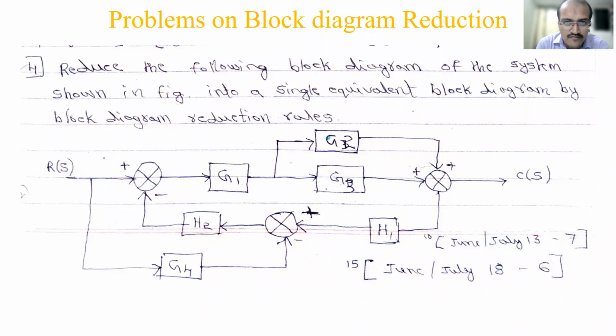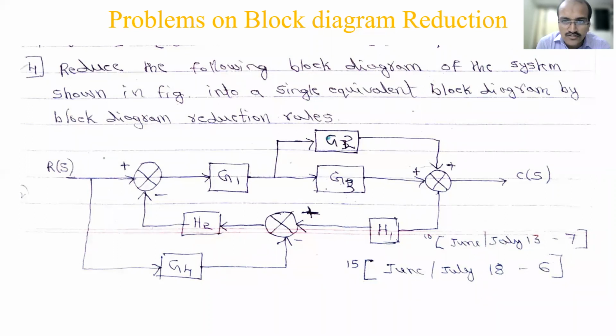So, probably the blocks in parallel, if they are there, how we eliminate them, and also we'll take up other rules like moving a takeoff point after a summing point. So these are some rules we have seen, right? In such applications, we'll see them in terms of problems. Okay, so this is the question.